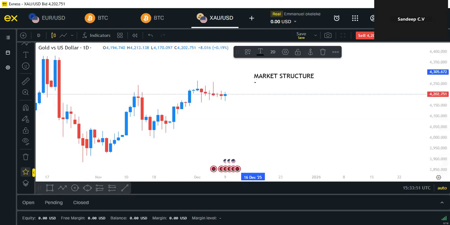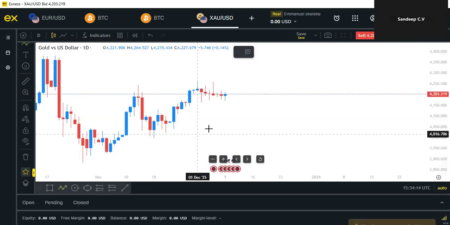We have the bearish market structure and then the bullish market structure. It's very simple to identify.